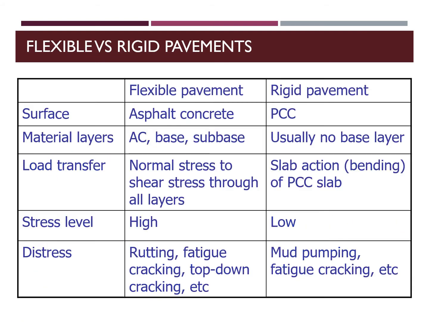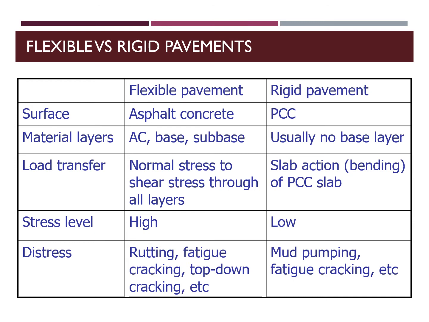Now let's make a comparison between flexible and rigid pavements. First of all, the flexible pavement applies asphalt concrete as the surface, while the rigid pavement applies Portland cement concrete. Second, flexible pavements use a layered system, which consists of the asphalt concrete layer, base and subbase layers, while the rigid pavement usually does not have any base layer.